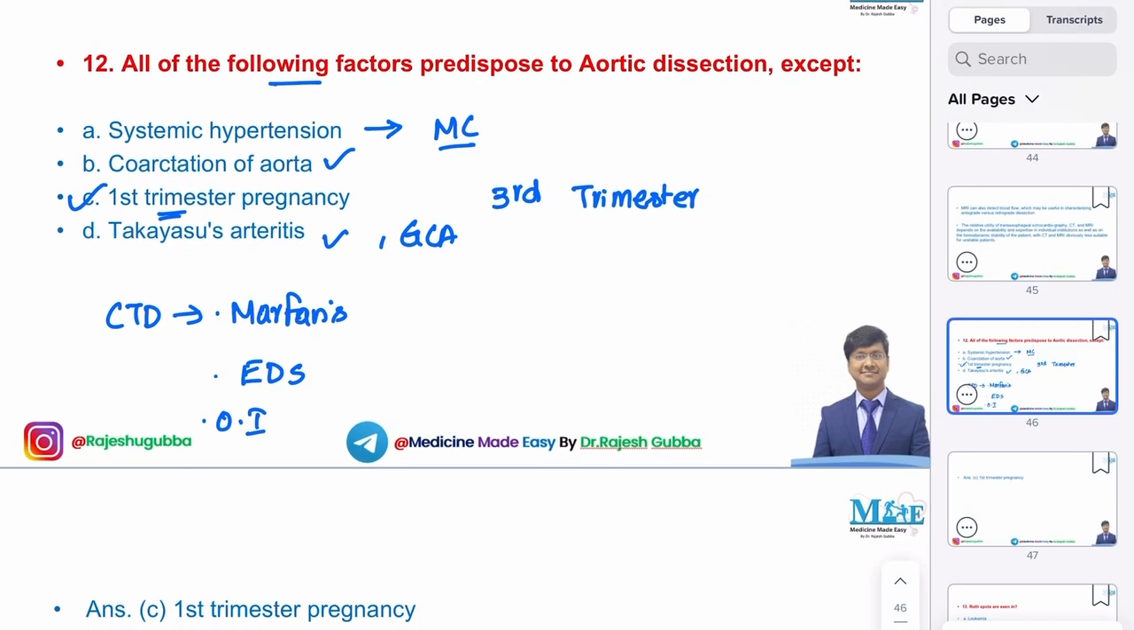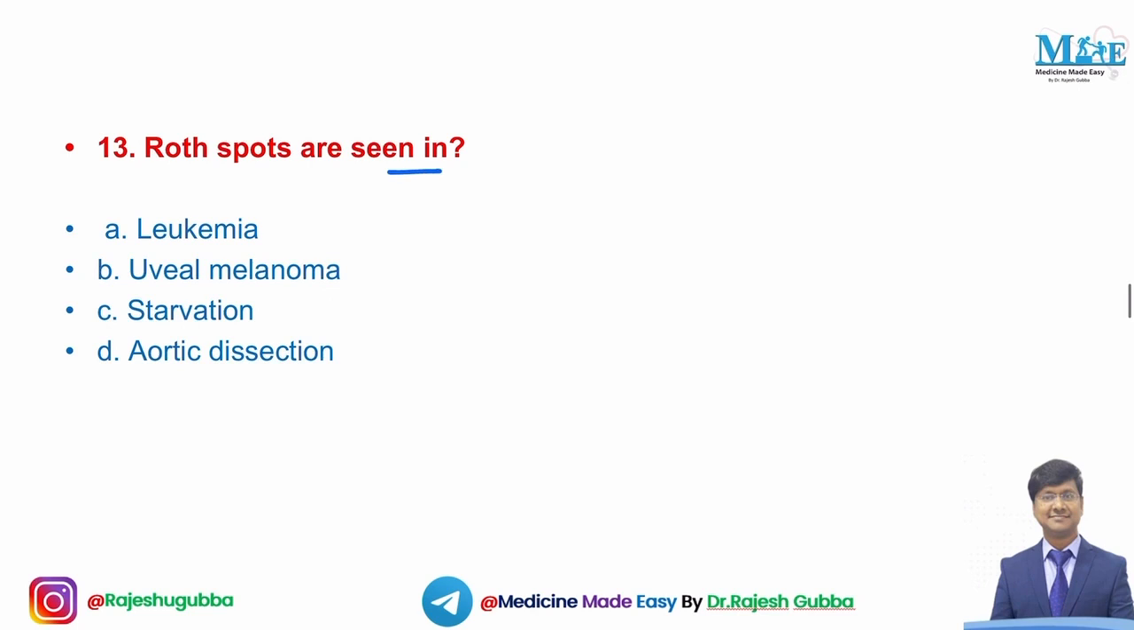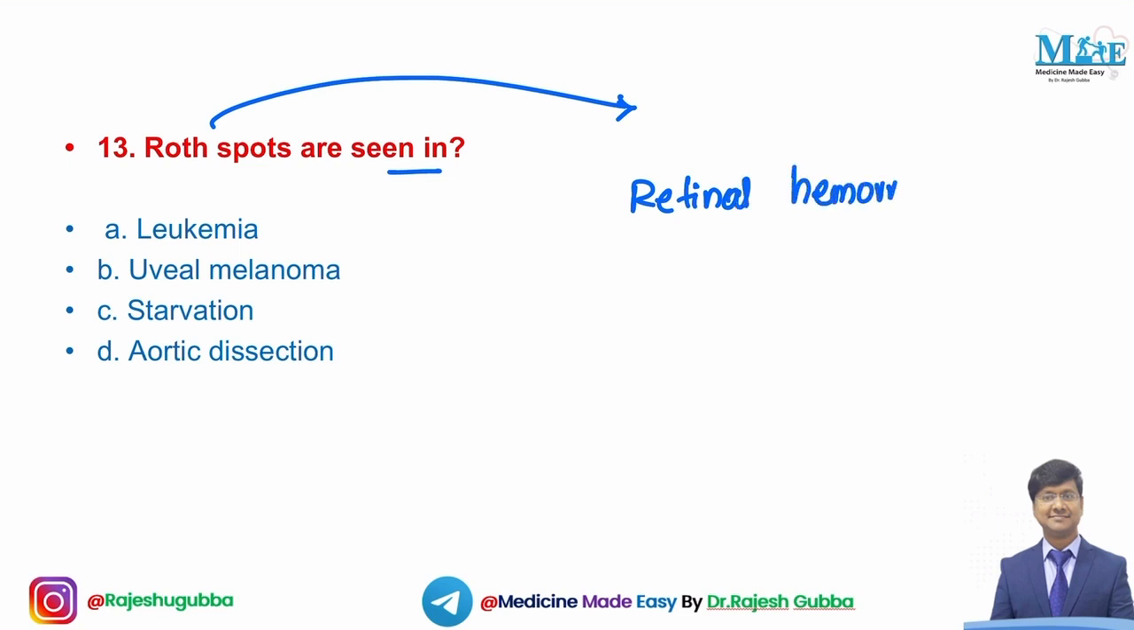Next. Roth spots are seen in leukemia, uveal melanoma, starvation, aortic dissection. So what exactly are Roth spots? They are retinal hemorrhages, and you commonly see these Roth spots in infective endocarditis.